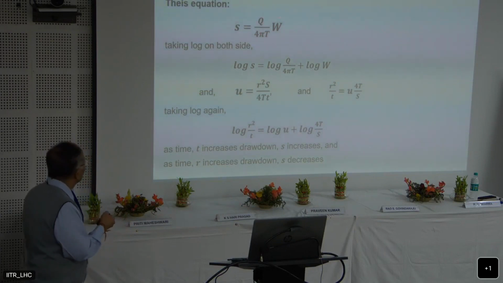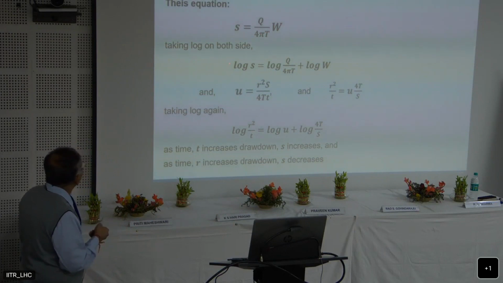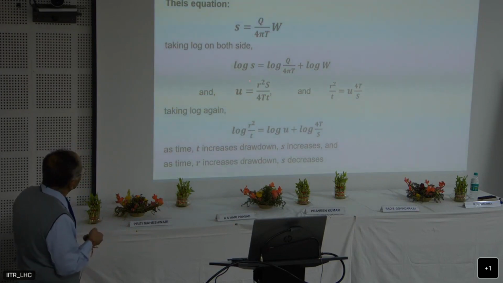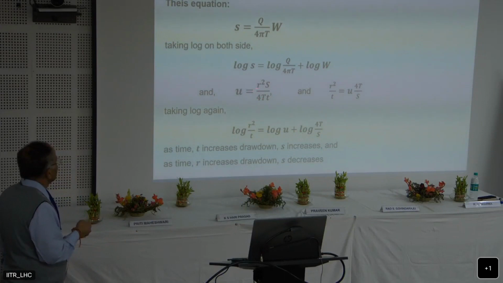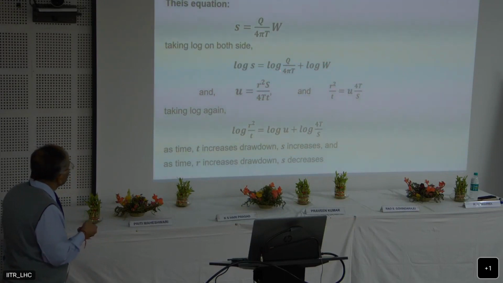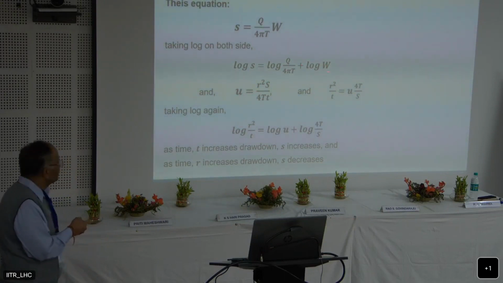Actually, u should also be written, but somehow it's not written. Sorry. So if I take the logarithm, this will be log of Q by 4 pi T plus log of W. So what is W? W is nothing but W of u, where u is equal to r square S by 4 T t. This term, if you see here, this is a constant, isn't it?